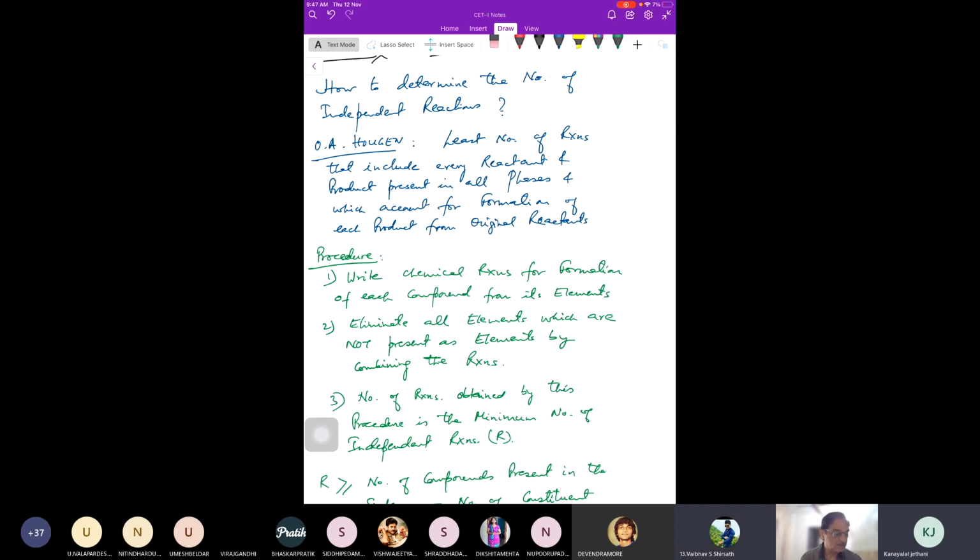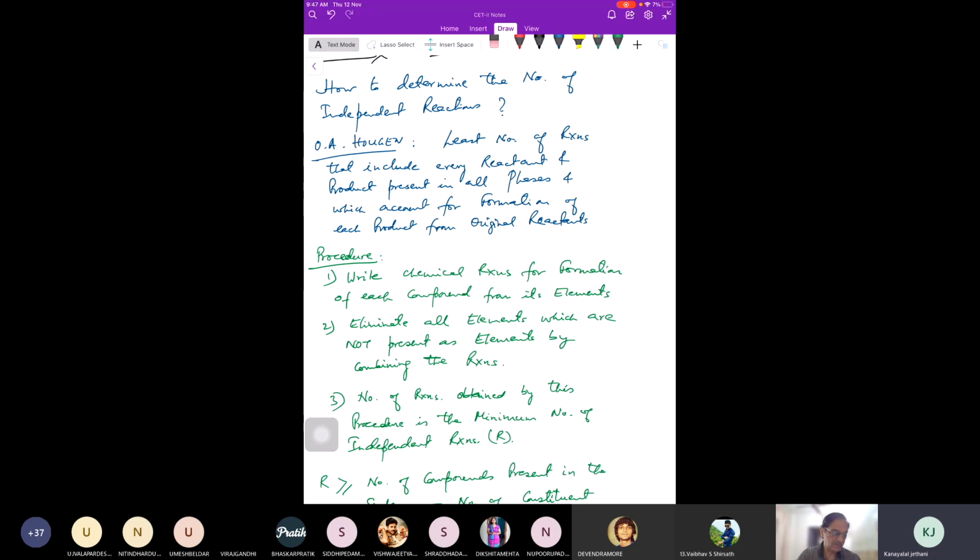H2 plus half O2 gives H2O. Yes, so that is the example. We have to write the chemical reaction for formation of each compound from its elements. So CO banane ka hai, to C plus half O2 gives CO. CO2 banana, C plus O2 will give CO2.